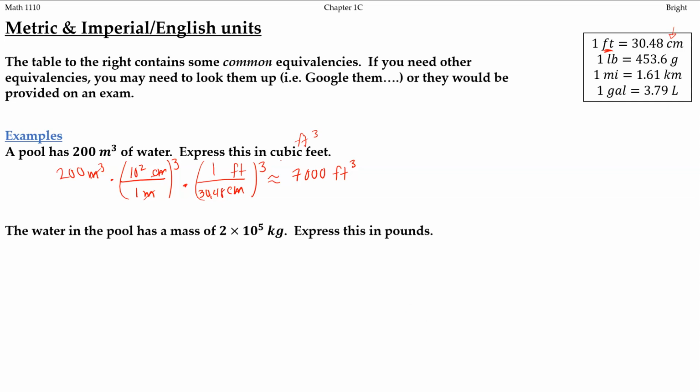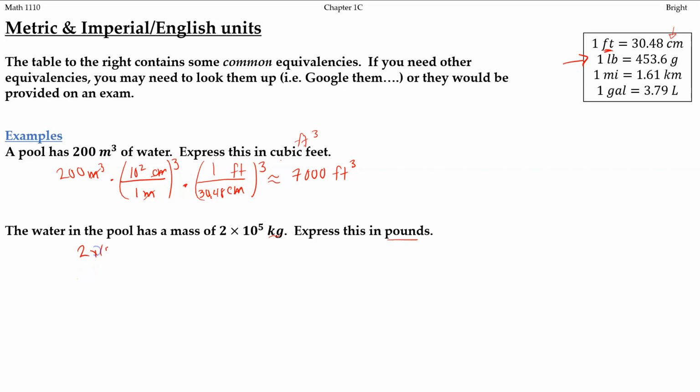Next example is this one. The water in the pool has a mass of this. I want you to express this in pounds. So this one, we have a mass in kilograms, and I want to do pounds. So I'm going to go over my table. Second line, pound in grams. Well, we know how to convert from kilograms to grams.